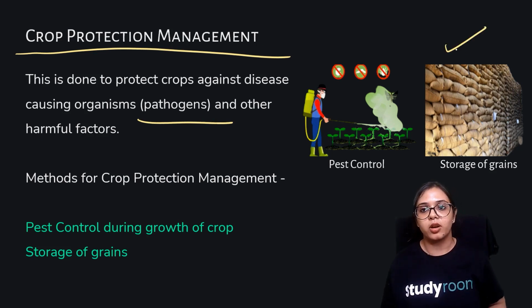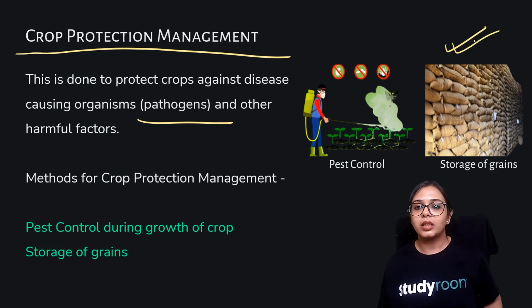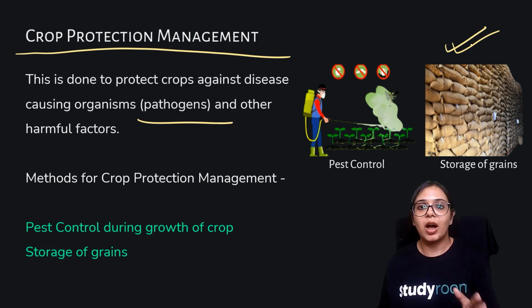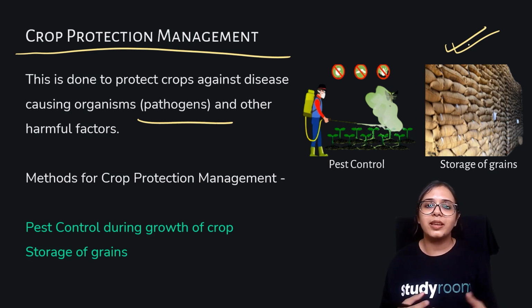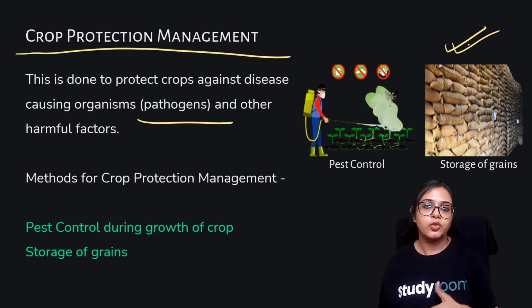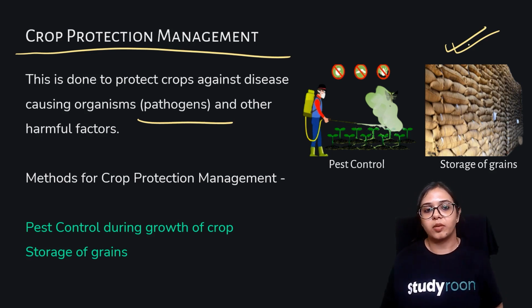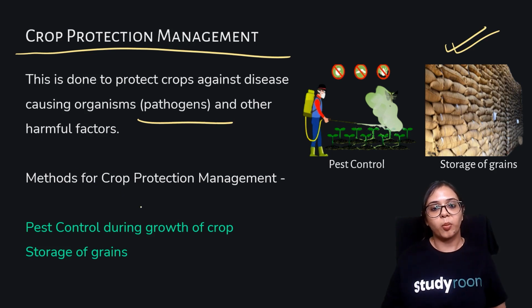The storage is important because oftentimes other animals or even pests may attack while the grains are being stored, and also some kind of moisture, some kind of increase or decrease in temperature may also lead to the damage of the harvested crops. All right, so the storage is also very important. So the methods for crop protection management are storage of grains and pest control during the growth of the crop.